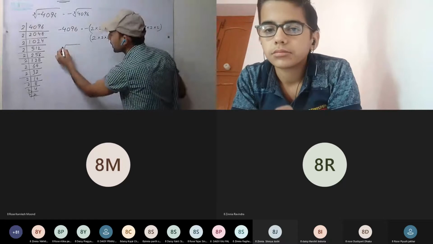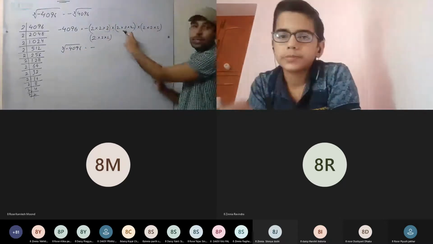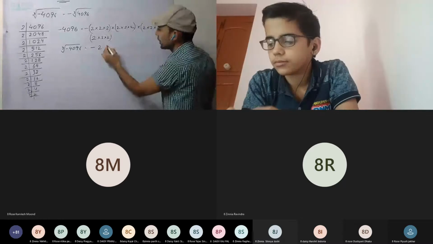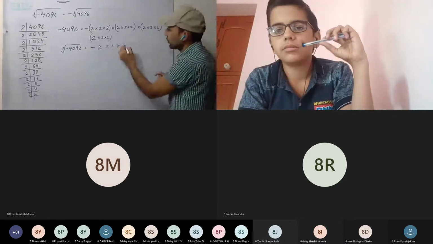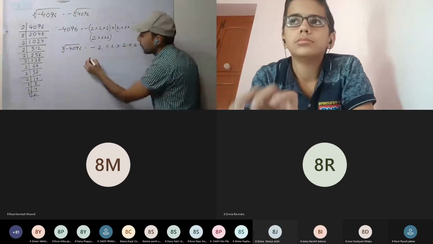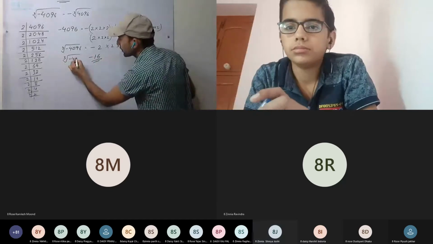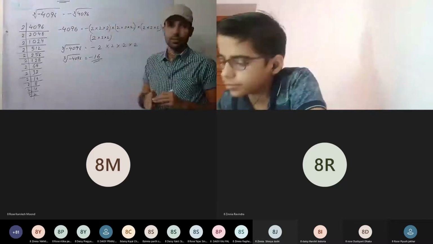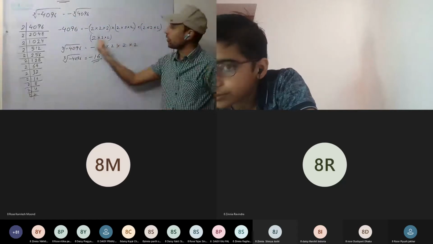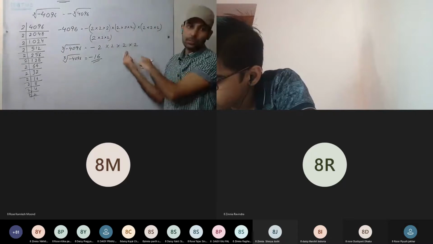Now, if you have to calculate the cube root of minus 4096, how much will it be? Minus, and from each triplet we'll be taking 2 out. So 2 from this one, 2 from here, 2 from here, and 2 from here. So how much is it? 2 times 2 times 2 times 2 is 16, so minus 16. Cube root of minus 4096 is equal to minus 16.